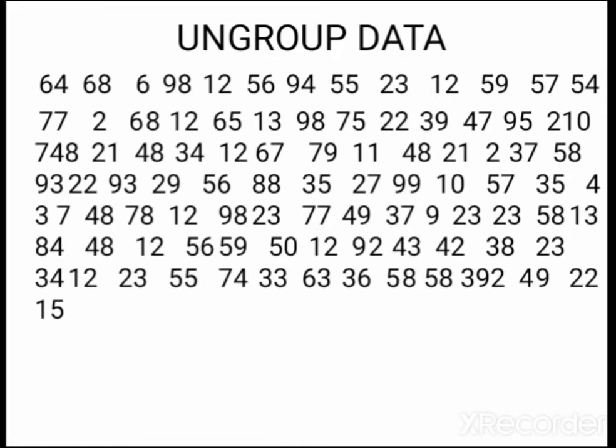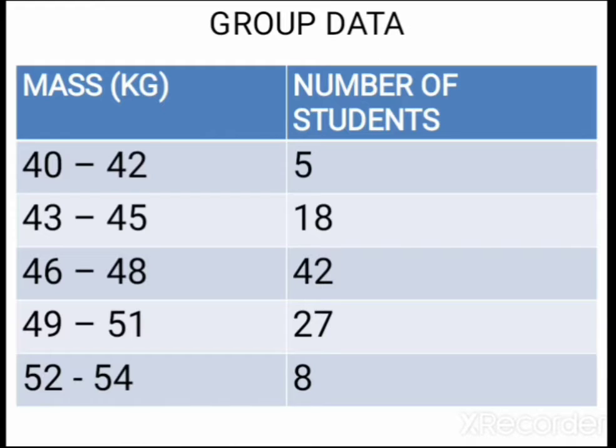This is an example of ungroup data. These are a set of data presented in their raw form. These numbers here can be used to represent the age of a set of persons. Let's say we have different numbers of persons and these are their various ages. What you are seeing now, this data, is not organized. So we call it ungroup data.